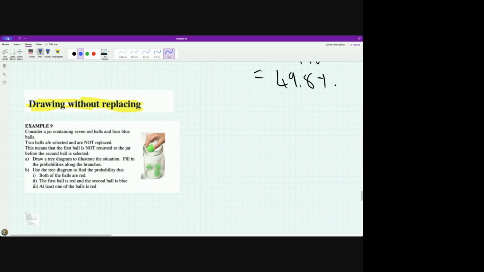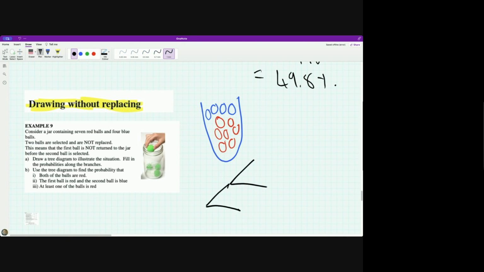Okay, it says, consider a jar containing 7 red balls and 4 blue balls. So let's do my 7 red. 1, 2, 3, 4, 5, 6, 7. Then I've got 4 blue. 1, 2, 3, 4. Now, when I draw, I'm drawing twice. So I think all of you will agree, or give me a thumbs up if you understand why my tree looks like that. My first choice has 2 choices and my second choice has 2 choices.